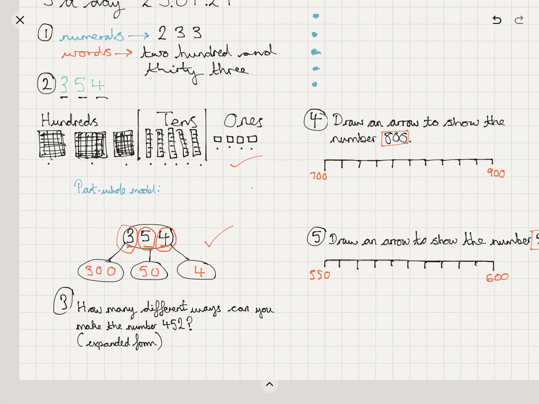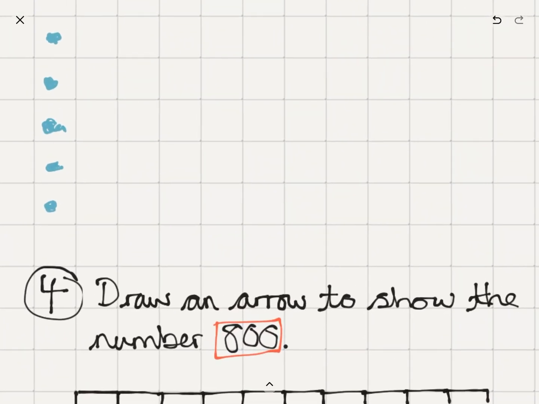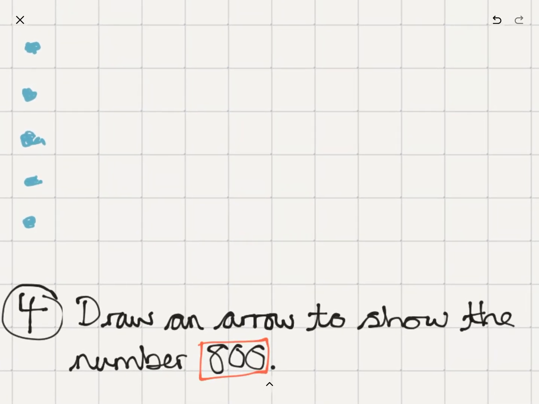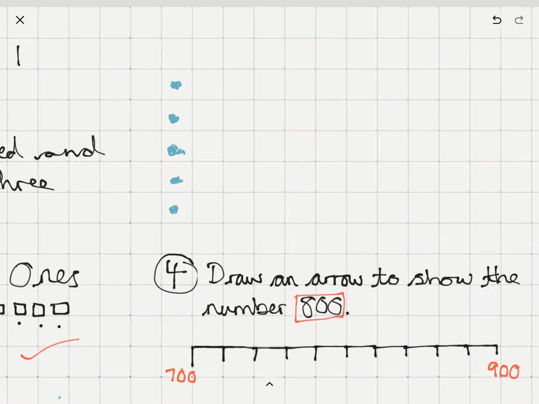Number 3, how many different ways can you make the number 452 in expanded form? Okay, so expanded form is, as I've talked about on the home learning page for Monday, week 4, when we split a number. So remember, our number is 452. We split a number into a sum. So we could do it nice and simply with our splitting down our place value. So 400 plus 50 plus 2.